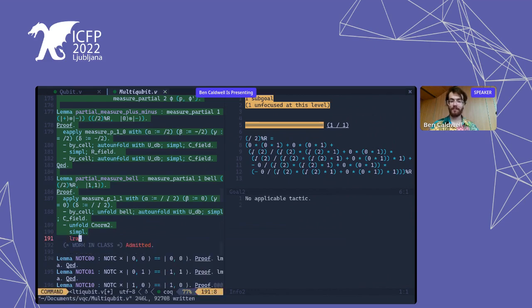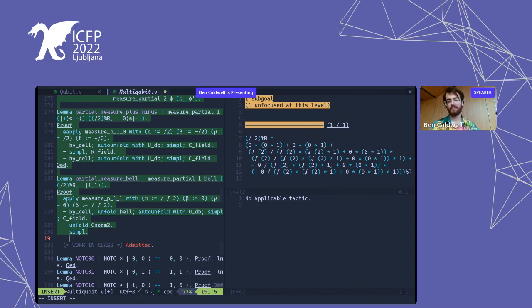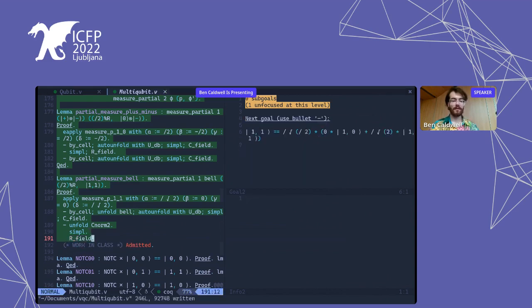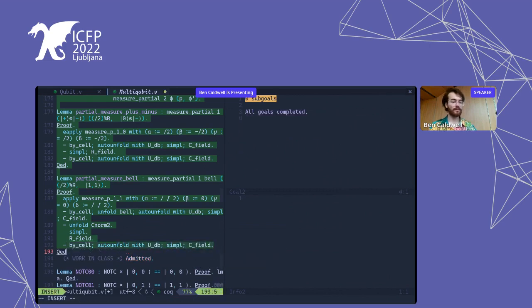Because correctness, right? We got to use field. Right, yeah, square root of 2 being present means you're going to have to use the R field. And here we can look at it, we can see, okay, well, it's by cell again. We don't have to unfold any bells. So let's just auto unfold, simplify, and see if C field will take us all the way. And it does.